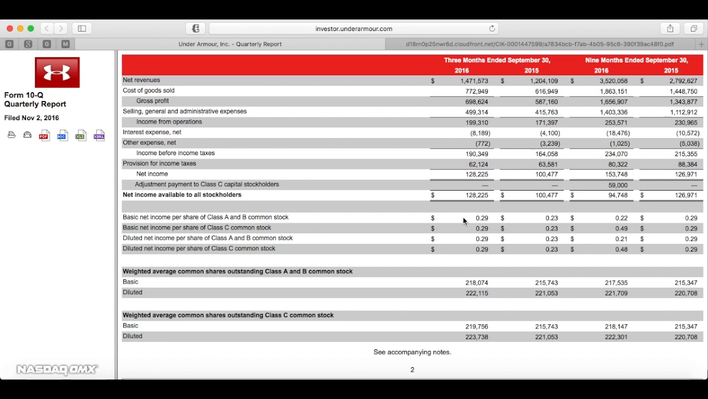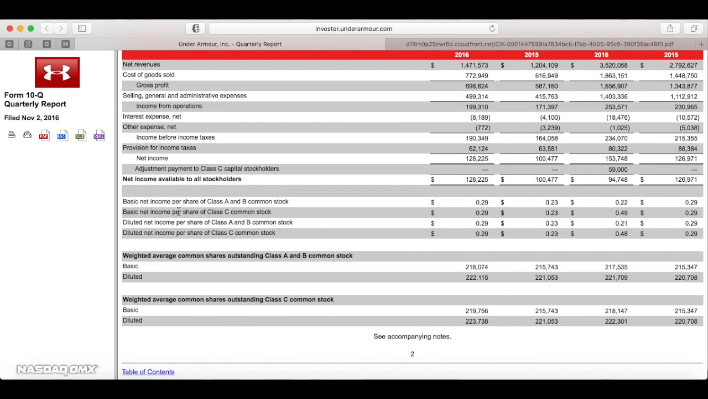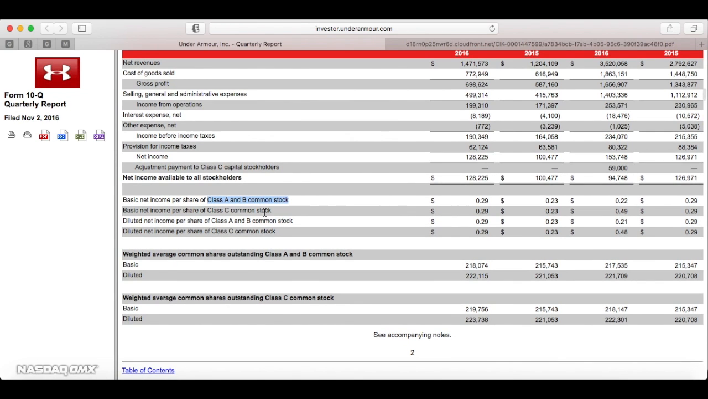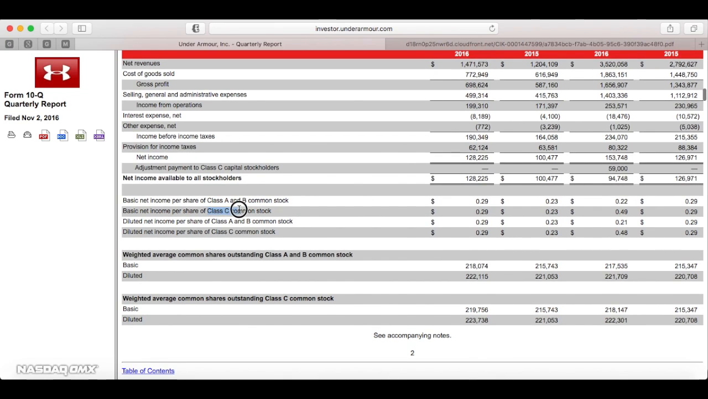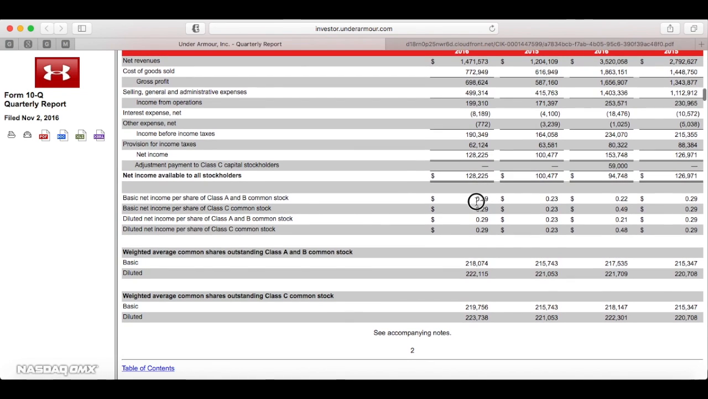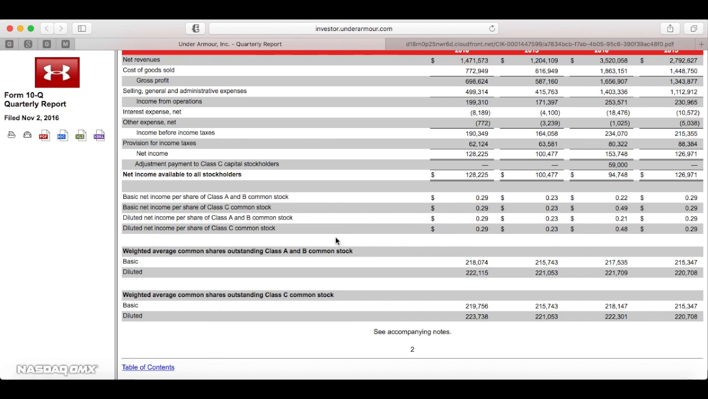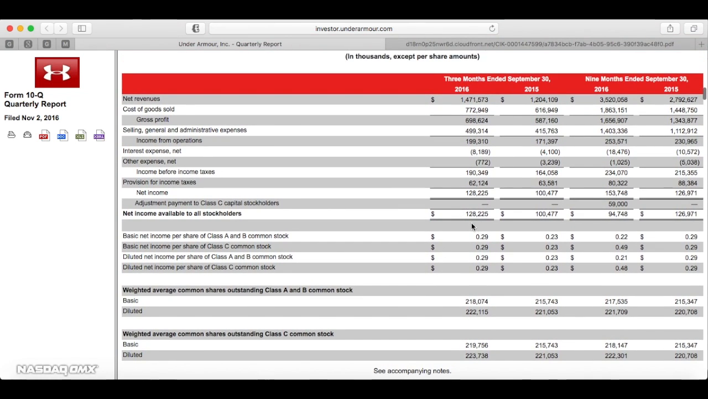So same number here. And now you notice that, again, a lot of companies have different classes of shares. You'll notice that Under Armour breaks it down here. So Class A, Class C, and they're giving you the income per share, and in Under Armour's case, it's all the same here, and I believe this is affected by some kind of dividend here. This dividend is adjusting, and so that's why you have a difference in earnings per share here, but otherwise it's the same, and this gives you an idea.